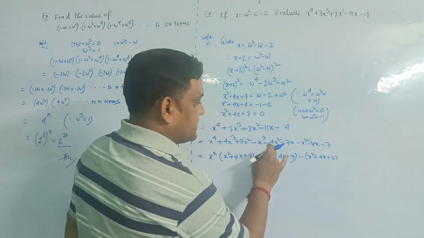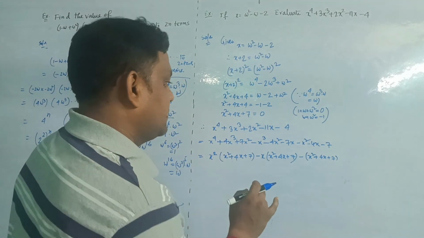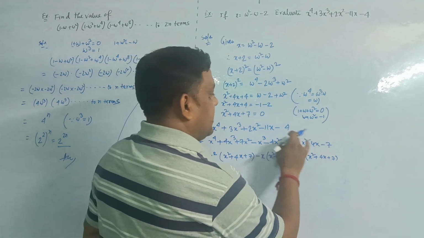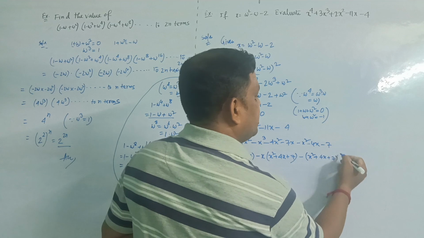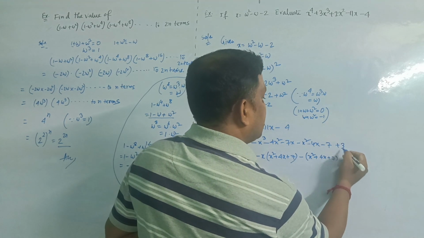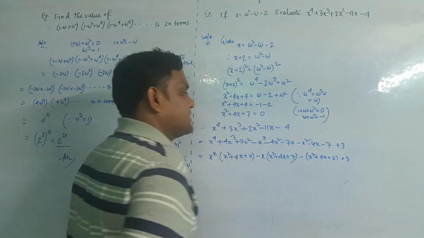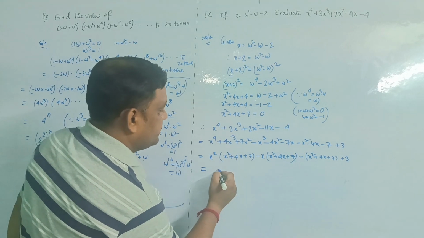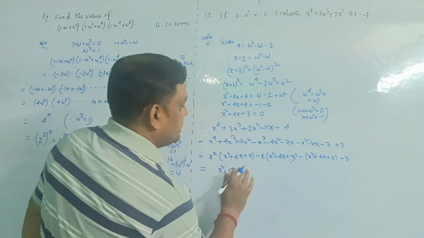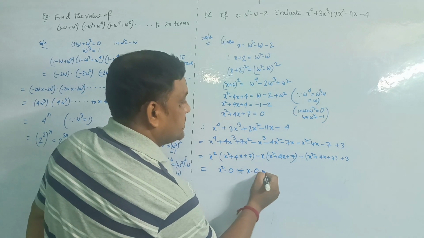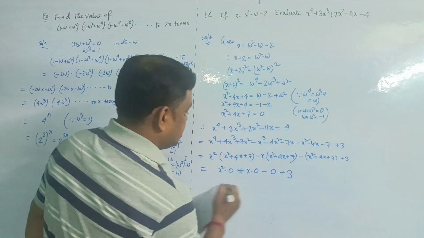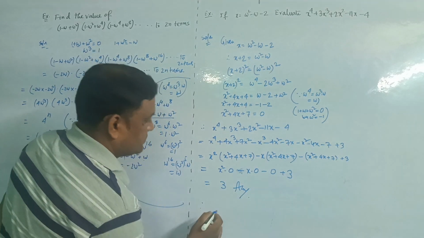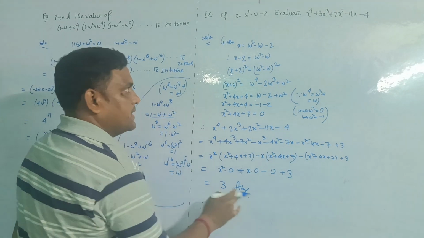Now minus 11x. Here minus 7x minus 4x is minus 11x. And here minus 4, but here minus 7. So we need to put here plus 3. So this value is 0. So x square into 0 minus x into 0 minus 0 plus 3. So what is the value here? The value becomes 3. So this is your answer. This value is 3.